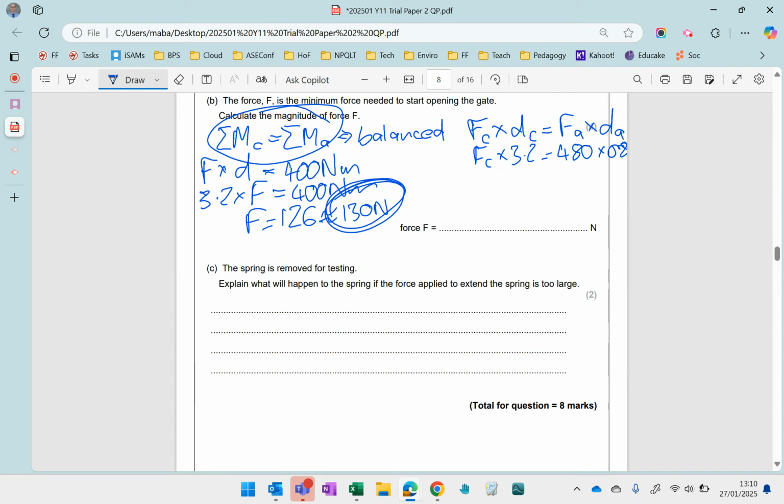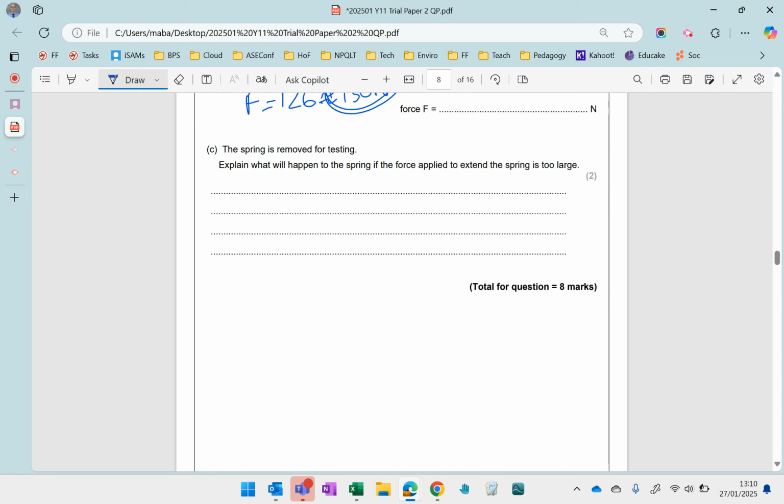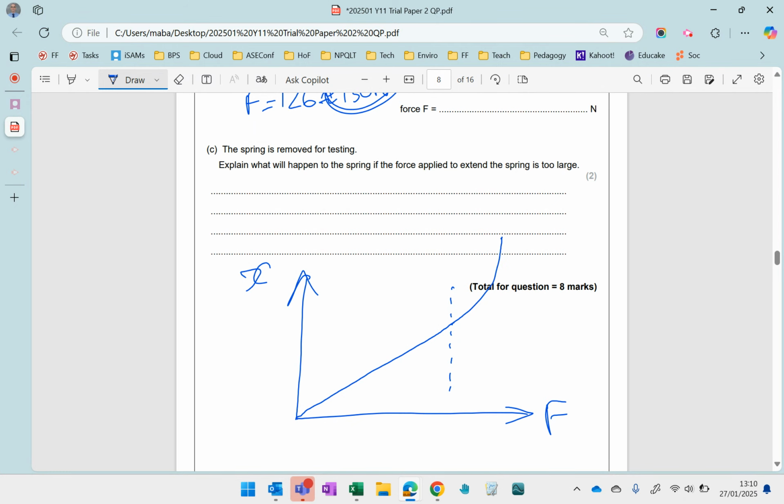Okay, final part: the spring is removed for testing. Explain what happens to the spring if the force applied to extend the spring is too large. This is where we need to remember our Hooke's law graph. We'll remember that force is directly proportional to extension until we reach this point here, and then it's no longer proportional.